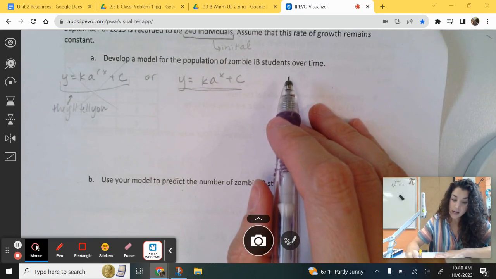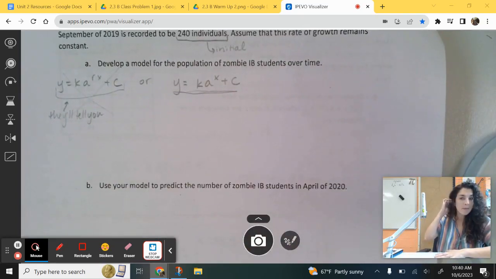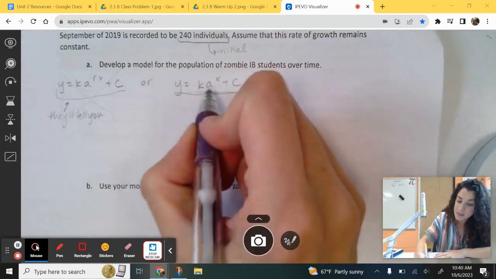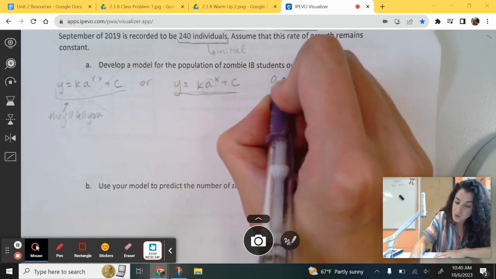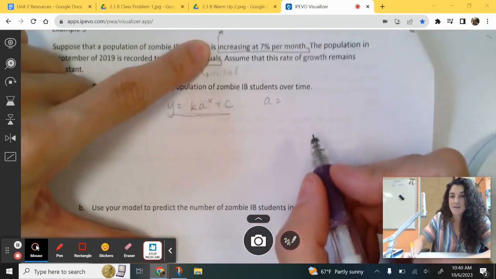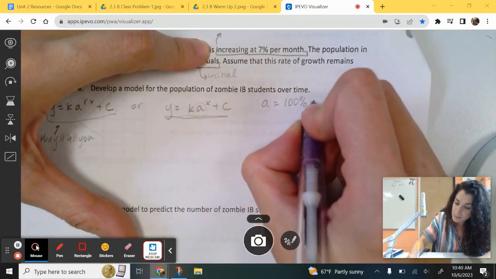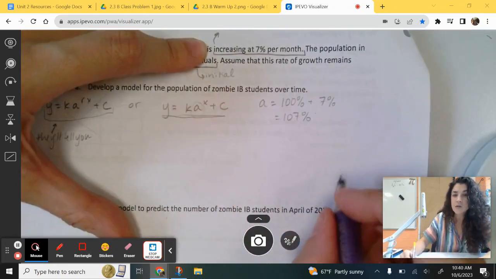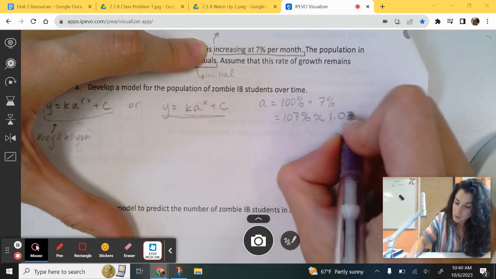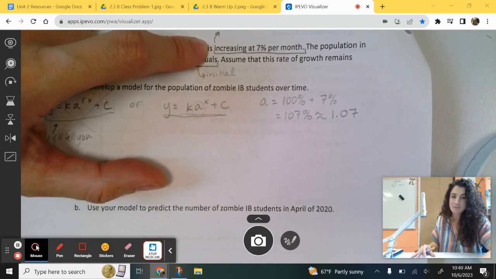So if it's increasing at 7% per month, we know that that's going to be our rate of growth, which we can remember from our geometric sequences. That's going to be the base of the exponential piece, right? So if it grows at 7% per month, that means it's 7% plus 100%. So if I were to write that as a decimal, we would get 1.07. So A is 1.07.